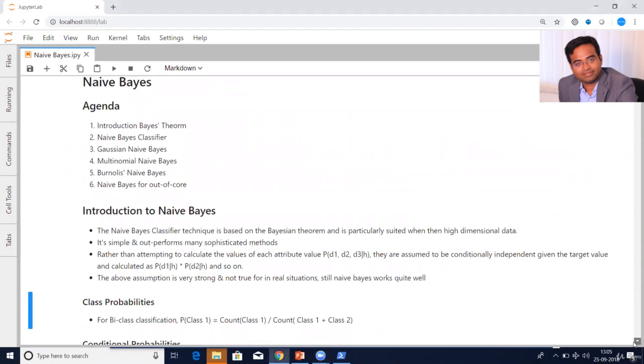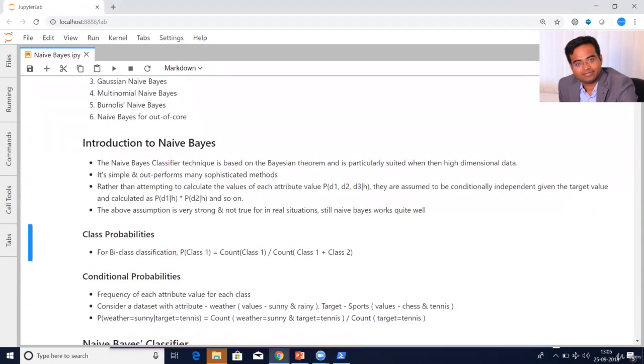Okay. Let's first understand what naive Bayes is doing here. The first thing to get into is that it's based on Bayesian theorem. I'll not be getting much into it, but still some foundational knowledge about it, and it's very much suited for high dimensional data. It is simple and outperforms many of the sophisticated methods.